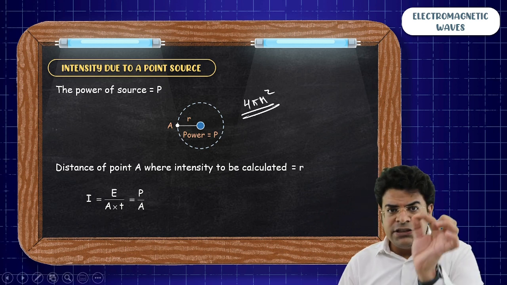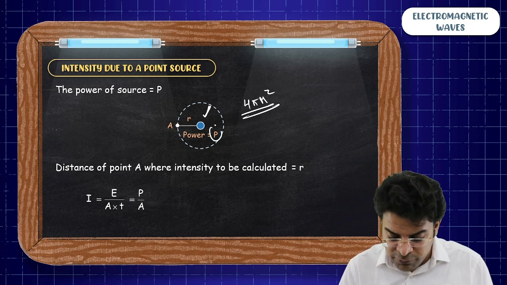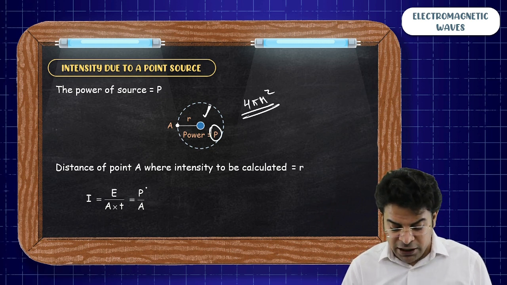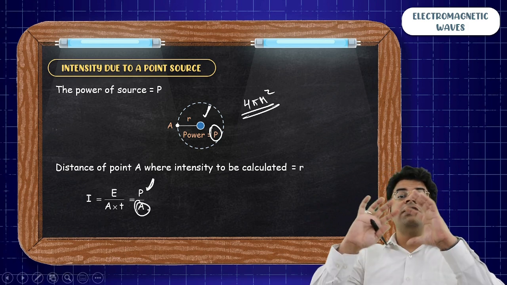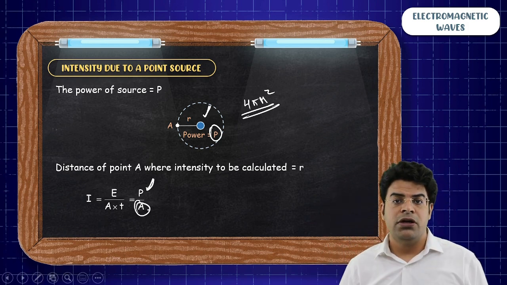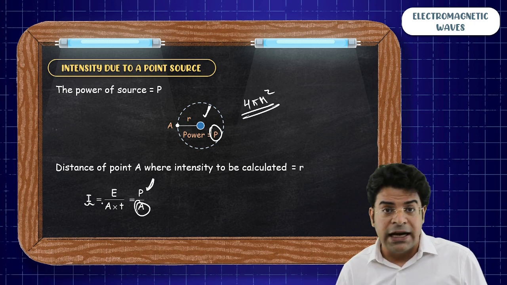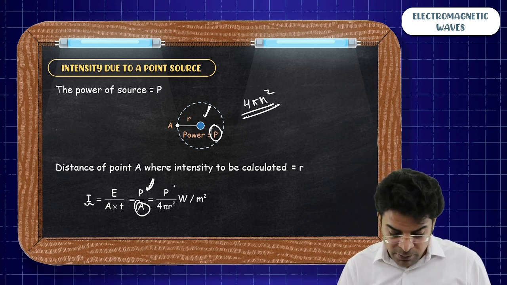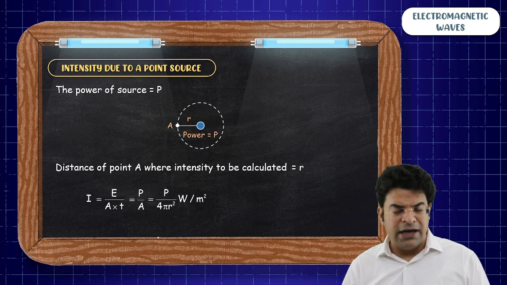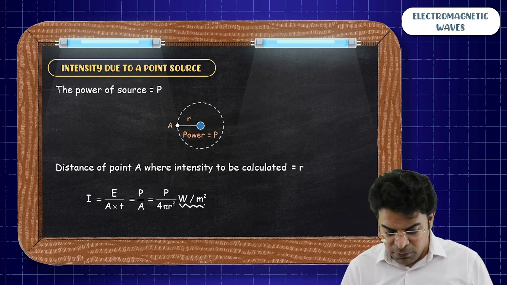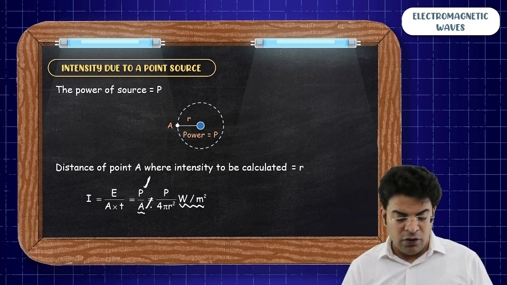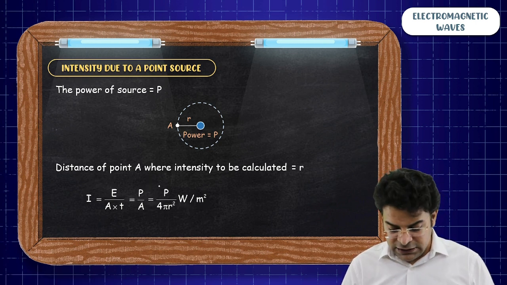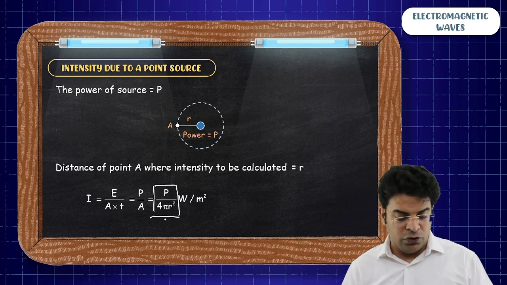So the intensity due to a point source of power P at distance r from it will be nothing but the power of the source divided by the area over which this power gets distributed. So the intensity due to a point source at distance r is given by nothing but power of the source upon 4 pi r square, and the unit of intensity is watt per meter square. Watt, unit of power, upon meter square, the unit of area. So this is one simple important correlation that you should know.